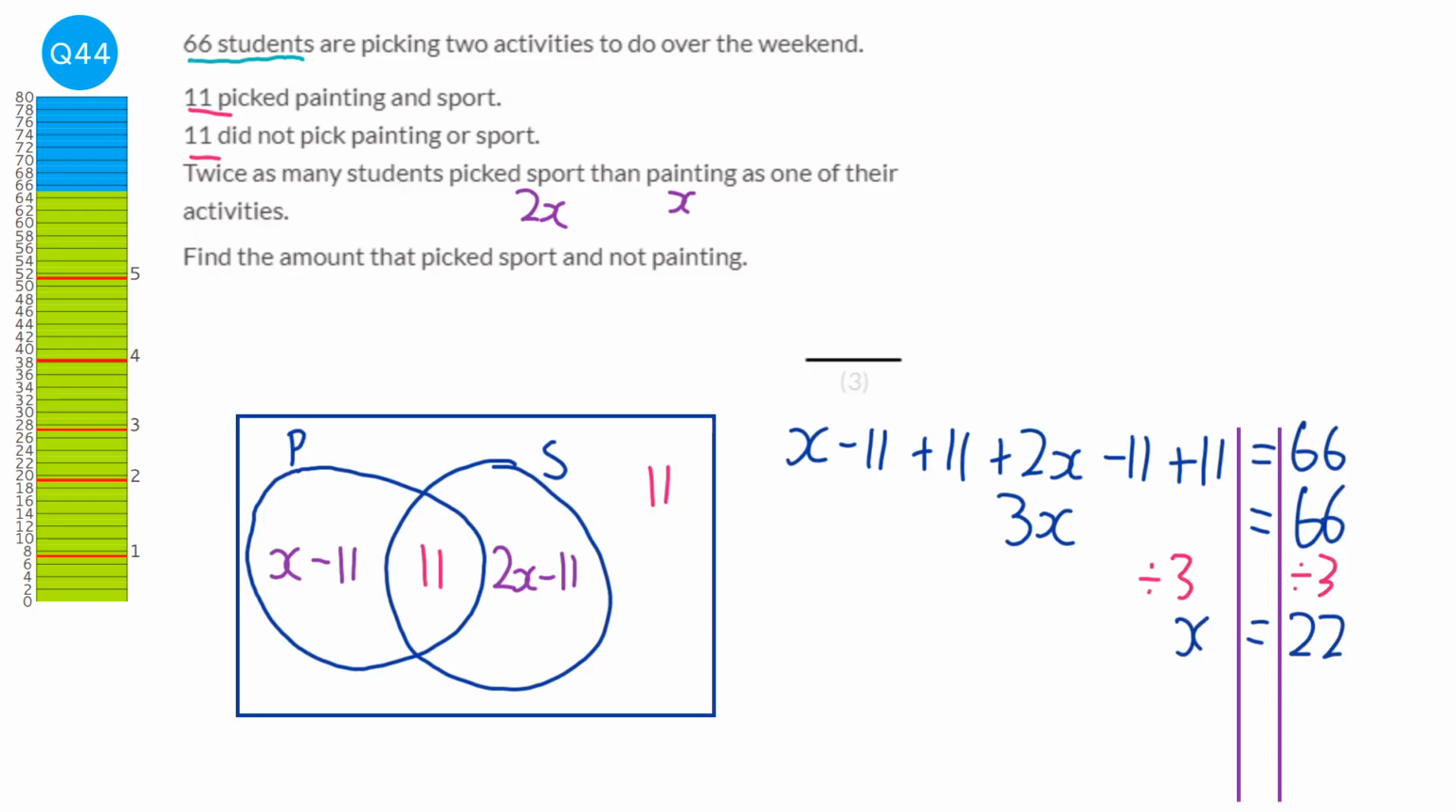So if we go back to our Venn diagram now, we can fill in the blanks. Instead of x minus 11 there, we've got 22 take away 11, which is just 11. Instead of 2x minus 11 there, we've got 22 times 2, which is 44, take away 11, which will be 33. So it says find the amount that picked sport and not painting, which is this 33 here.